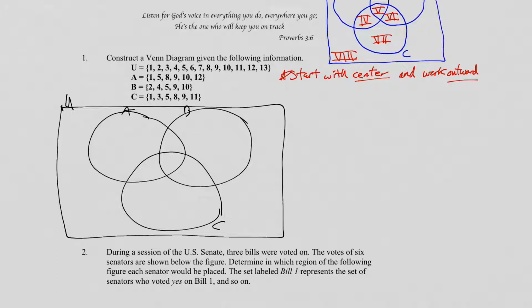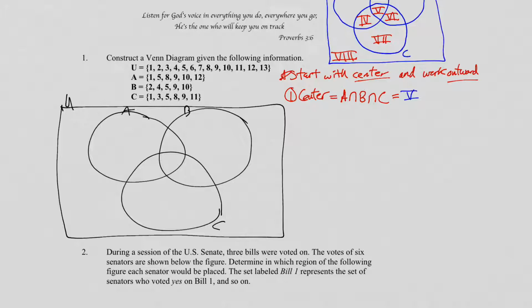Now I'll give you a little bit of tips as we go along. So, number one, the center. Okay, that is the intersection of all three sets. In set notation, that is set A intersection B intersection C. Okay, and that is region 5. Okay, region 5. That's right in the center.